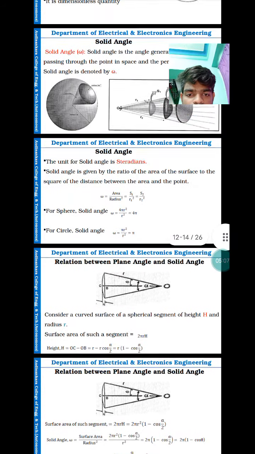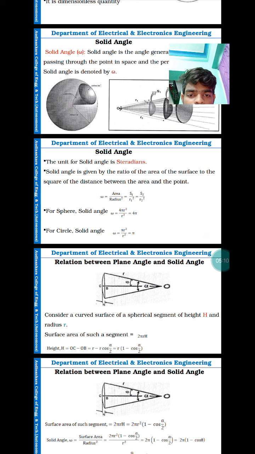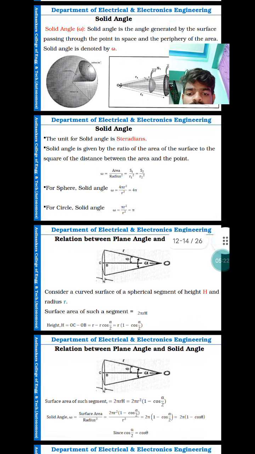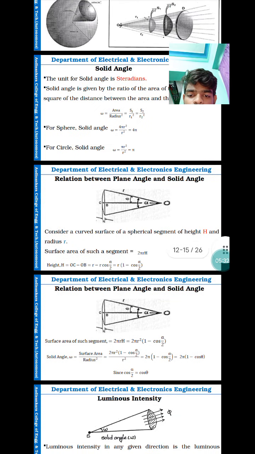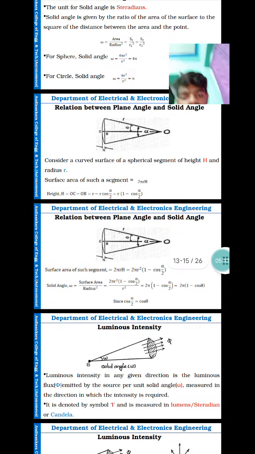The relation between the phase angle, plane angle and solid angle: for example, consider a curved surface, a spherical segment of height h and radius r. The surface area of such a segment is 2 pi r h. By doing that, the surface area of the segment, 2 pi r h, is equal to 2 pi r squared, where the h value is 1 minus cos alpha by 2. Then the solid angle will be 2 pi (1 minus cos theta). Then sin squared by 2 is equal to cos theta.